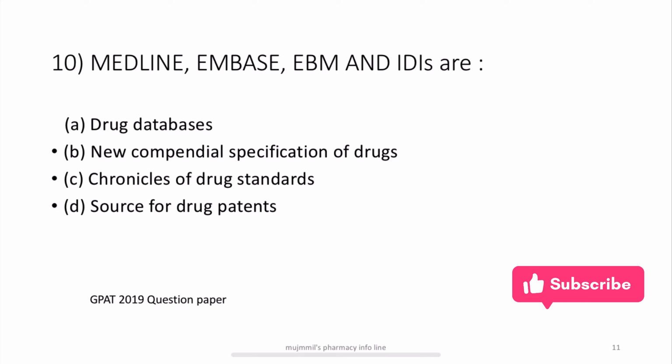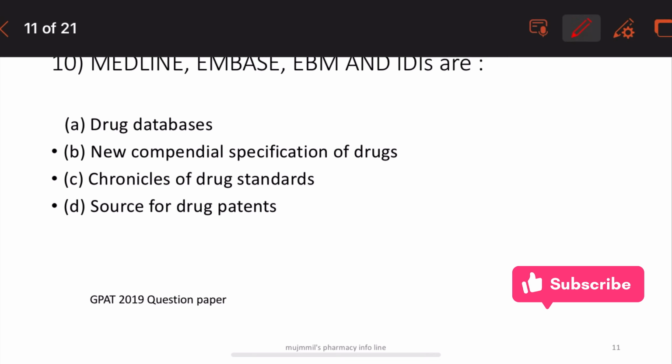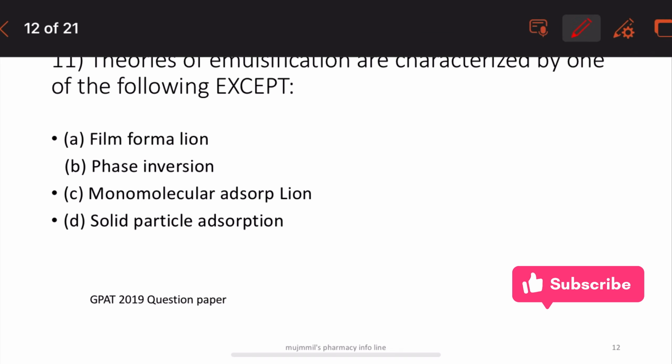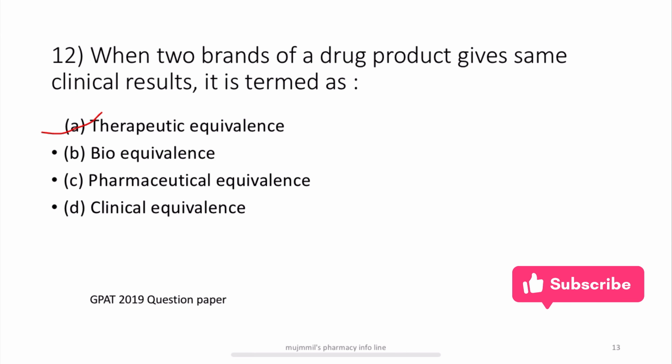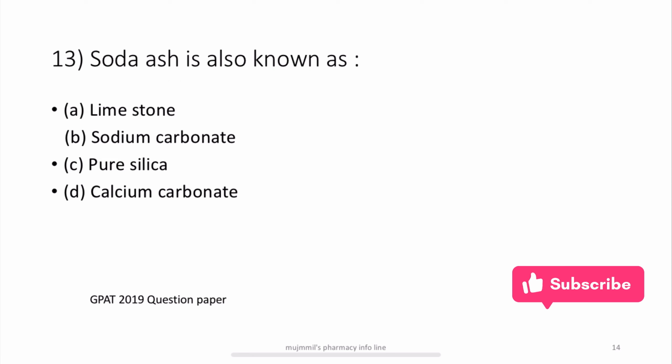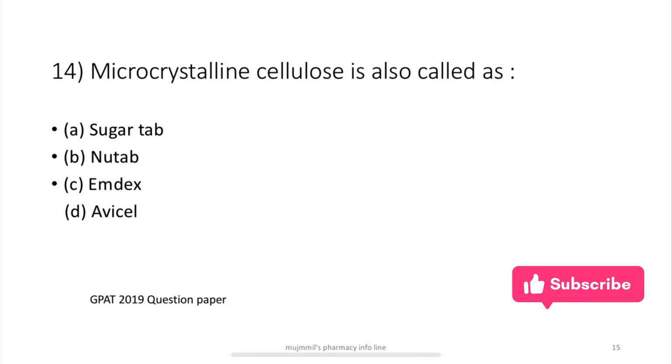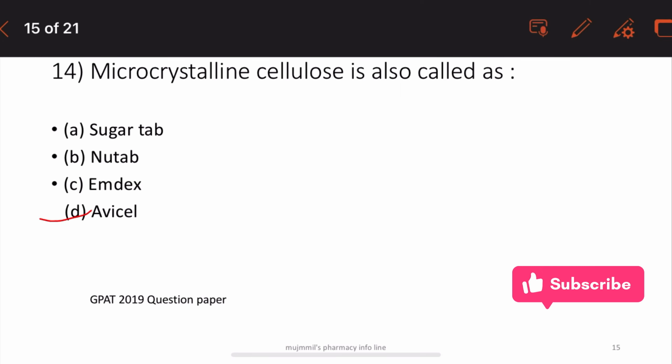Medline, Embase, EBM and IDIs are, the correct answer is option A, drug databases. Theories of emulsification are characterized by one of the following except, the correct answer is option B, phase inversion. When two brands of drug product give the same clinical result, it is termed as, the correct answer is option A, therapeutic equivalence. Soda ash is also known as, the correct answer is option B, sodium carbonate. Microcrystalline cellulose is also called as, the correct answer is option D, Avicel.